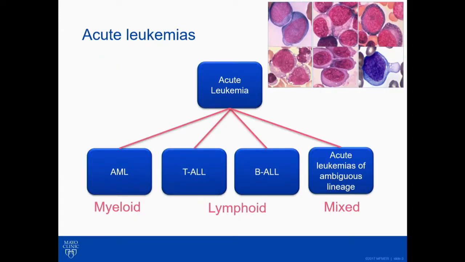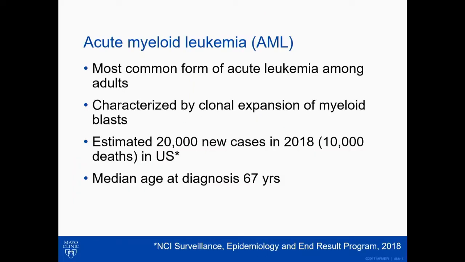I have no disclosures. So as we know, acute leukemias are rapidly progressing malignancies of early differentiated cells. They could be of myeloid, lymphoid, or mixed lineage. Today I'm going to talk about AML specifically. This is the most common form of acute leukemia amongst adults.